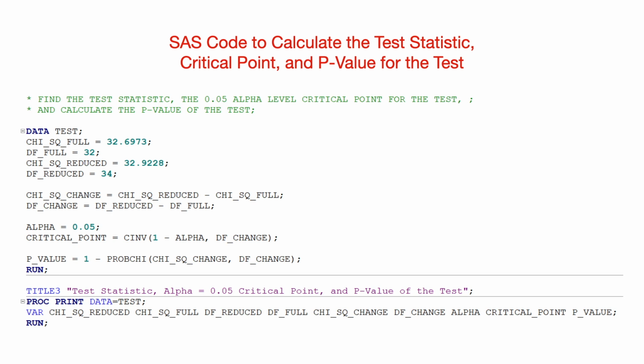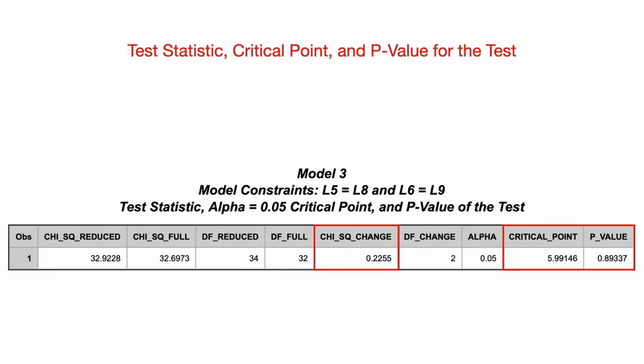Here is the SAS code to calculate the p-value for the test. Looking at the output from that section of the code, we see that the change in the chi-square values, which is the test statistic, is 0.2255. The critical point for this test is 5.99146, and the p-value is 0.89337.